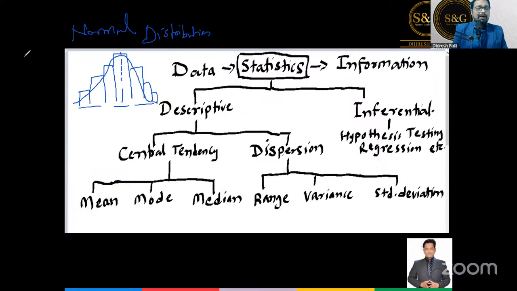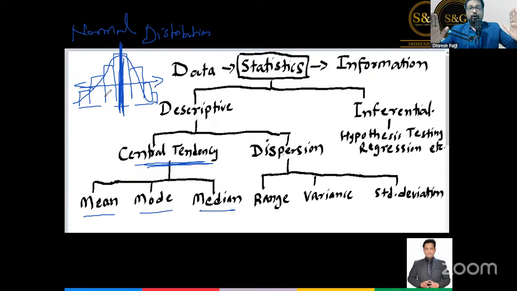In the normal distribution, there are two very important characteristics. One is the center of the normal distribution, which is a very important part. It is measured by the central tendency, and there are three measures: mean, mode, and median. And the second parameter is the spread of the data. How much is the data spread across? That is called the dispersion. For the dispersion, we have range, variance, and standard deviation. These are the three measures. Are you clear? Just give me yes in the chat box.